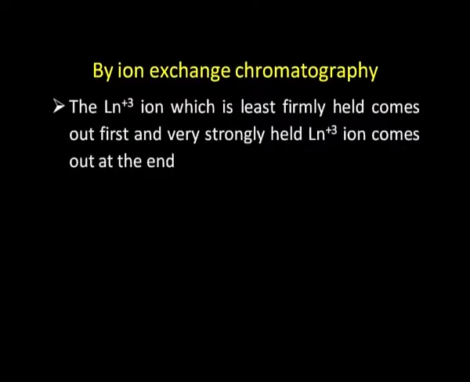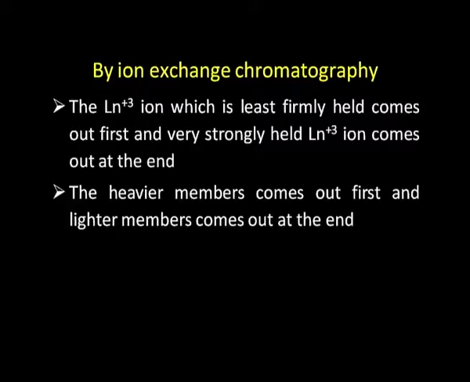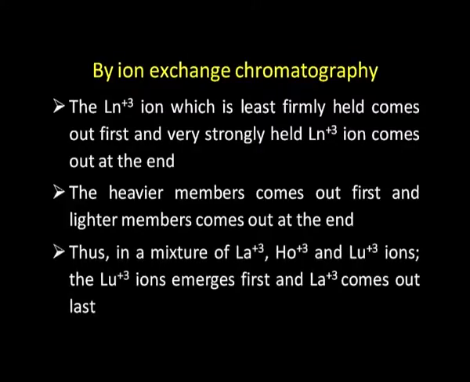The lanthanum +3 ions which are least firmly held come first, and the heavier members come out first and lighter members come out at the end. Thus, in a mixture of lanthanum +3, holmium +3, lutetium +3 ions, the lutetium ion emerges first and lanthanum comes out at the end. The other method is by complex formation.